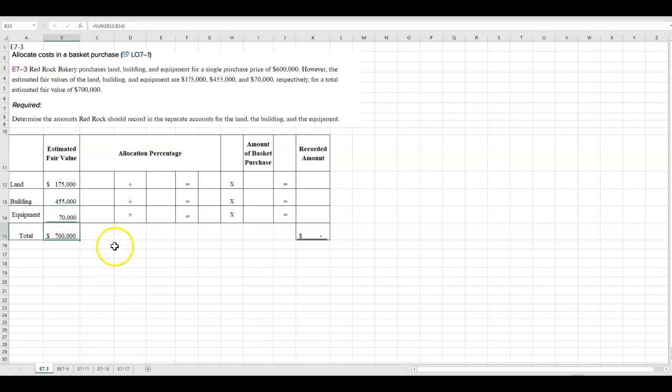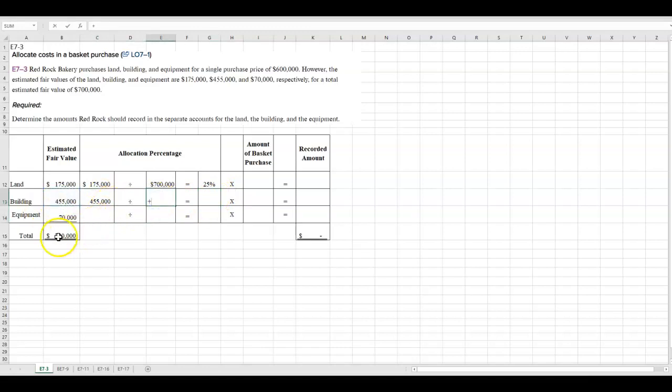So what do we do here? Well, here we want to allocate. We want to take the 175,000 and we want to divide it by the total, the 700,000. And that gives us a percentage of the total that belongs to that piece of land. So we want to take 175,000 and divide it by 700,000. That's 25%. We want to do the same thing for the building.